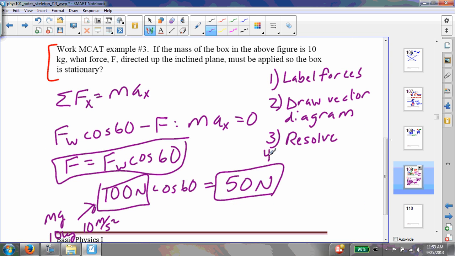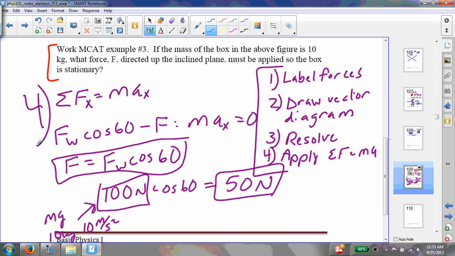And then finally, in the fourth step, I apply Newton's second law. I say the sum of the forces equals MA. By the way, this is that fourth step right here. These four steps will be the same throughout all of these Newton's laws problems. You label the vectors, you draw a vector diagram, which just means I put them onto a coordinate system and figure out what all the angles are. Then I resolve the vectors into their x and y components, and then I apply Newton's second law.